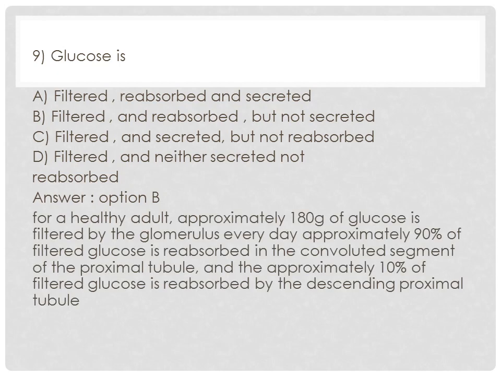So usually for a healthy adult, approximately 180 grams of glucose is filtered by the glomerulus every day. And of this 180 grams, approximately 90% of the glucose is reabsorbed in the convoluted segment of proximal tubule, and the remaining 10% is reabsorbed by the descending proximal tubule. So it is option B, filtered and reabsorbed but not secreted.